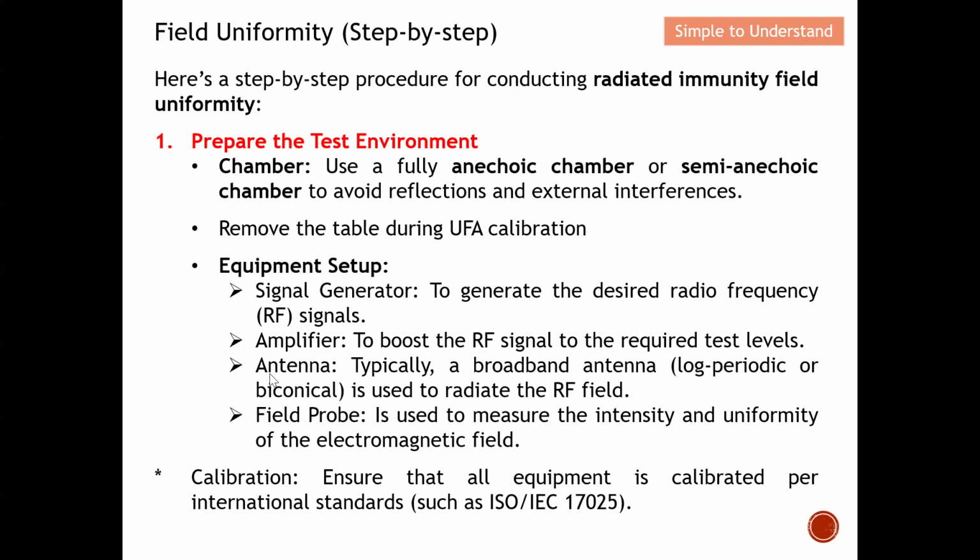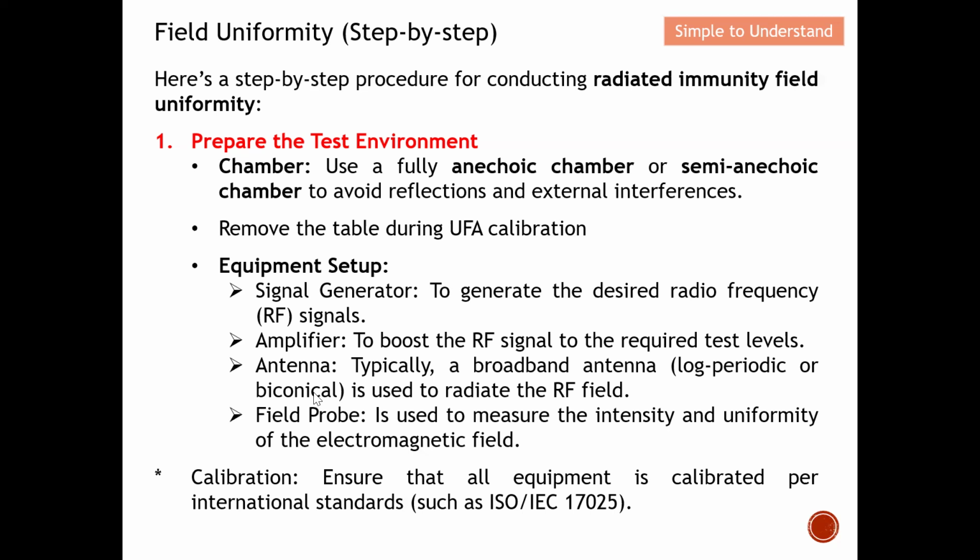Next will be the antenna. The antenna becomes the source that converts the signal into an electromagnetic wave. Typically we need a broadband antenna, and most of the time we use a log periodic. Basically they are used to radiate the RF field. I think you have some idea what an antenna is. For our case, we break the antenna into two types: one is the log periodic, another one is the horn. The log periodic takes care of the lower frequency, and the horn antenna takes care of the higher frequency.